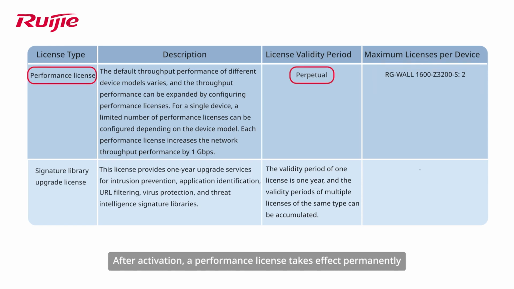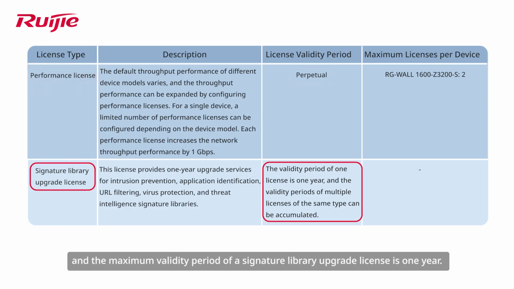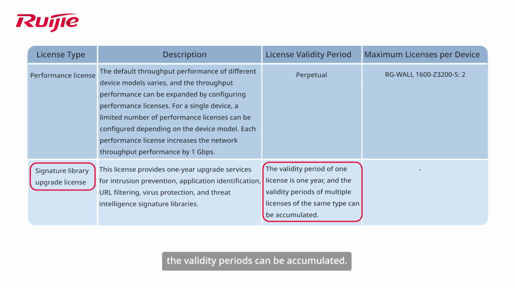After activation, a performance license takes effect permanently, and the maximum validity period of a signature library upgrade license is 1 year. If multiple signature library upgrade licenses of the same type are activated, the validity periods can be accumulated.